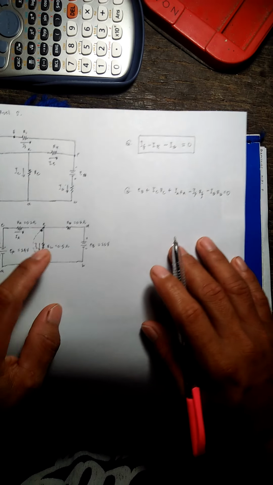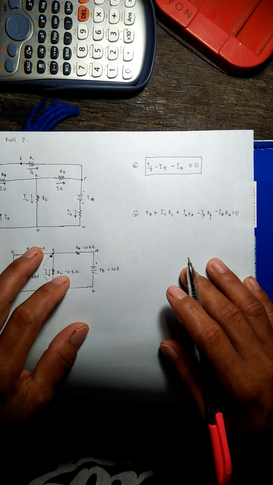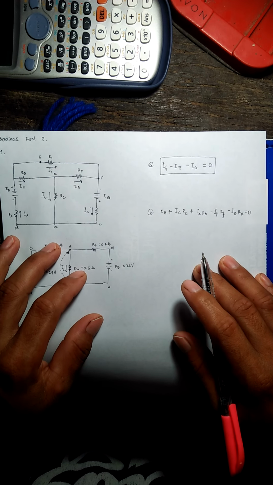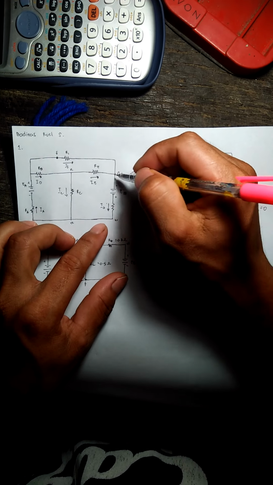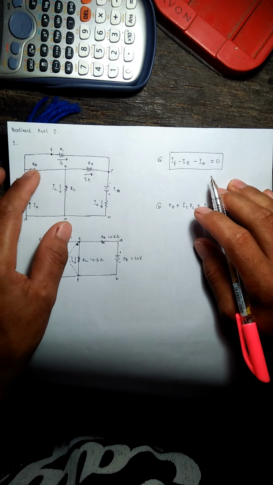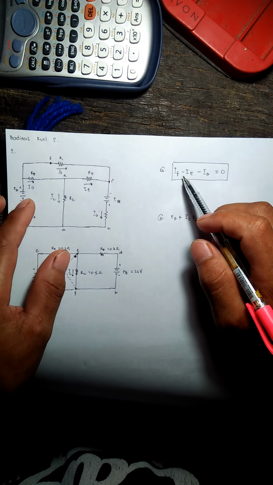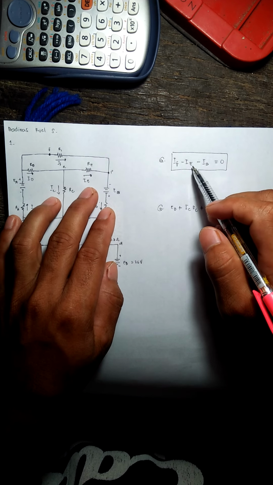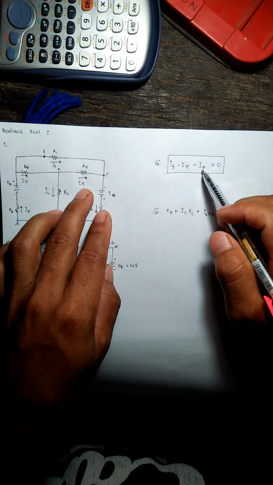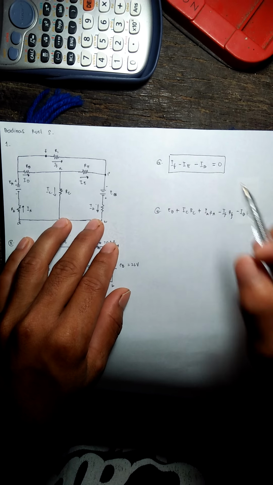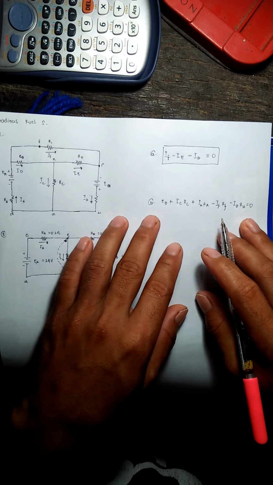So we should answer letter A first. Write the Kirchhoff current equation at junction P. At junction P here, we can write IF minus IE, IE minus IB is equal to 0. So this is our answer for letter A.